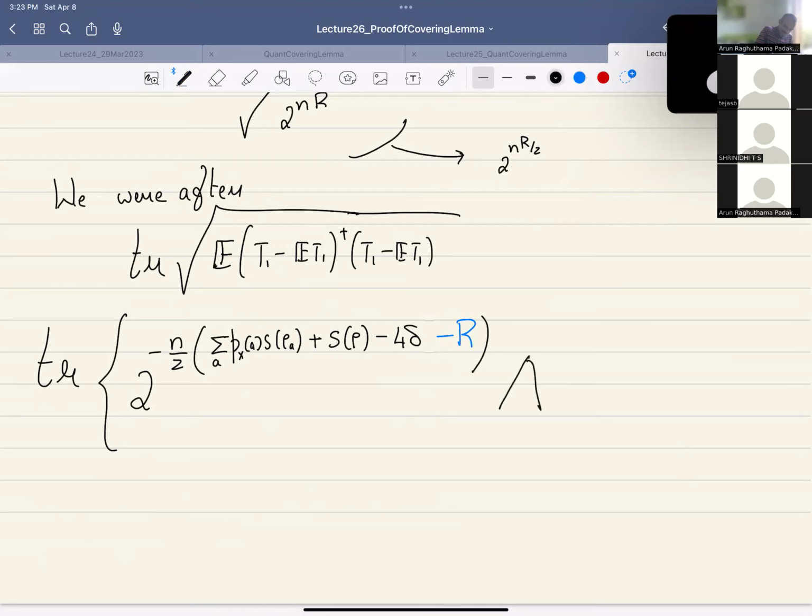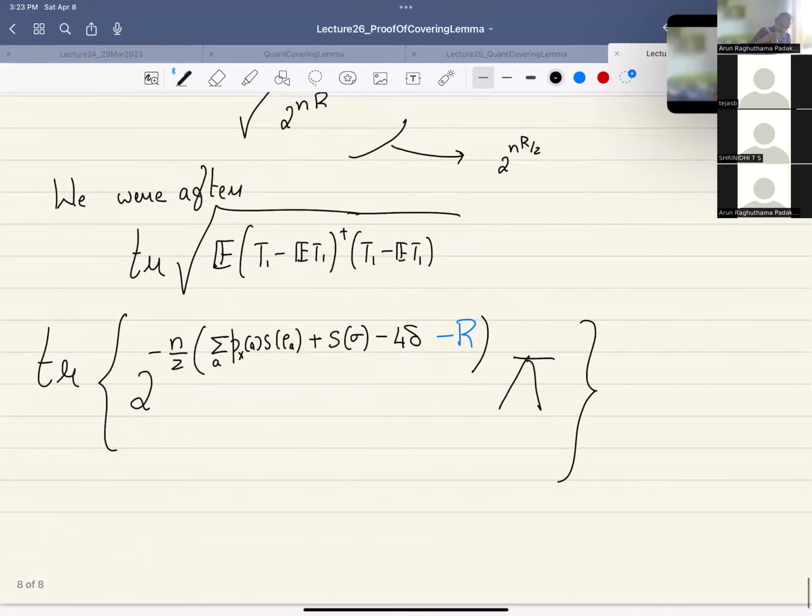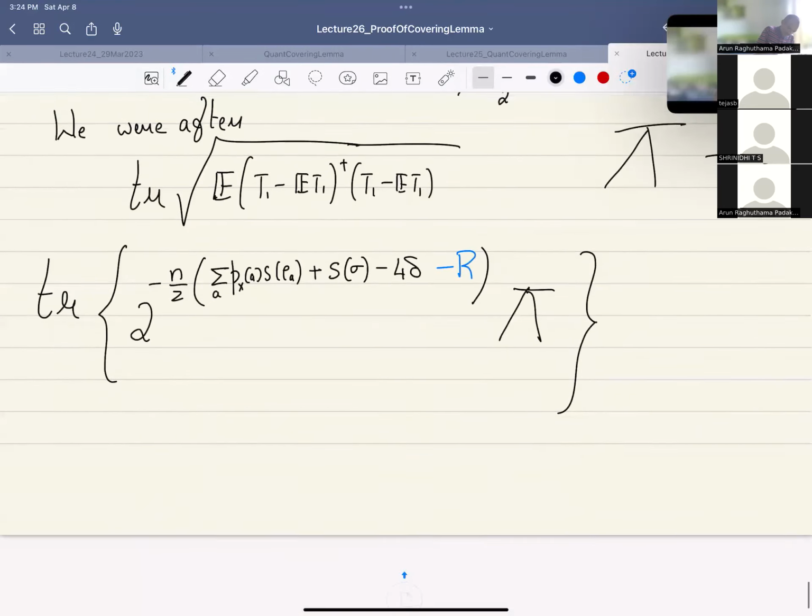Sir, S of sigma. Huh? S of sigma, right? Yeah, you're right. Thank you. S of sigma. You're right. Perfect. Awesome. Everybody's awake. Okay. So what is trace pi? What is pi? It's the size of the unconditional typical set. So this pi is the unconditional typical projector of sigma. So I claim I get this.